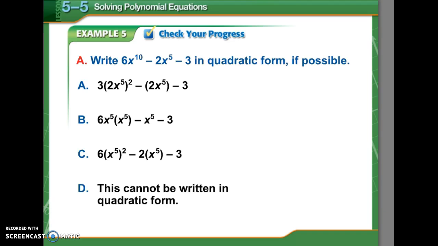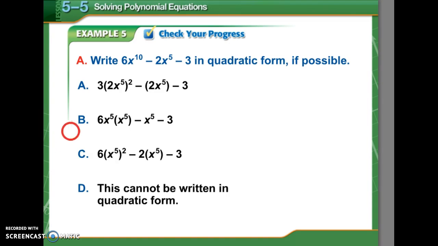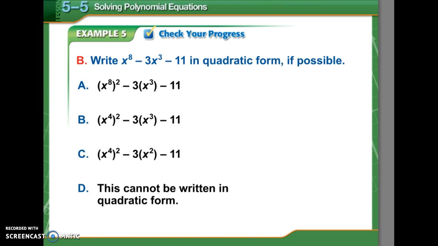All right, so check your progress problems. Pause the video, and then when you have your answer, go and check the answer on the next slide. Okay, our answer to part A is letter C. And part B, pause the video, work out your solution, and then come back when you have your answer. Okay, part B, our answer is D. You cannot write this in quadratic form.